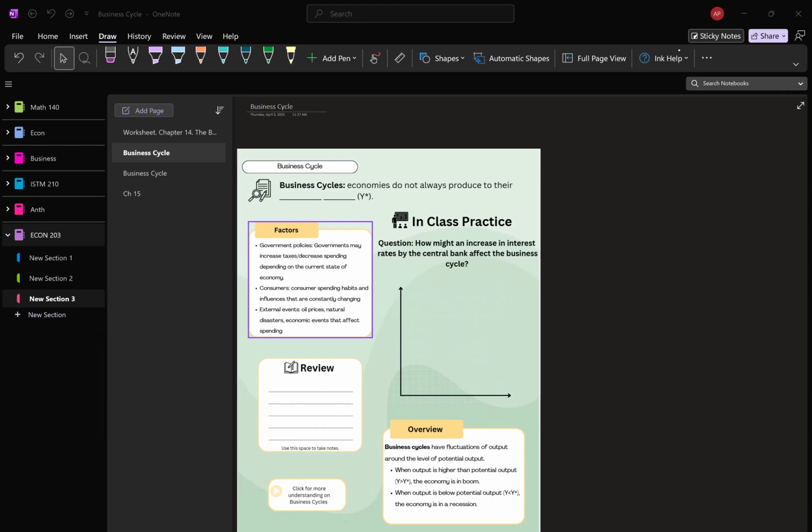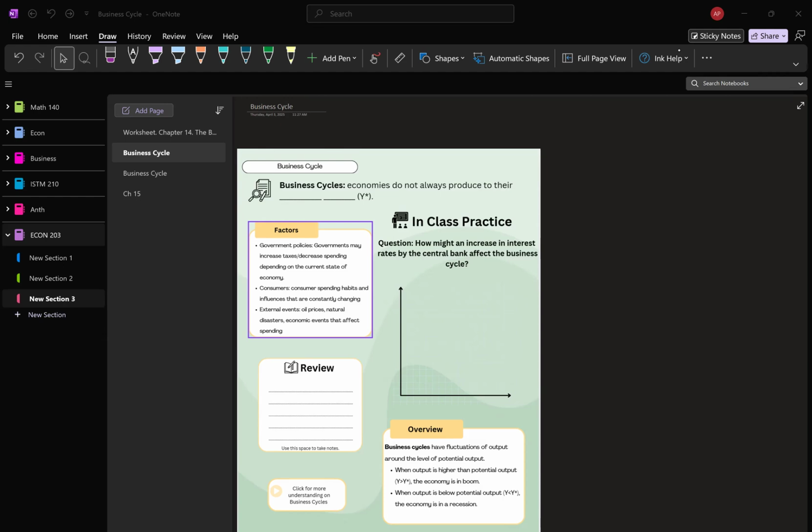First, expansion. This is when the economy is doing well, businesses are growing, people are working, and there is more spending and investment. And then second is peak. This is the highest point of the economy when things are at their best. But it cannot keep growing forever, so it starts to slow down, which leads to contraction/recession.